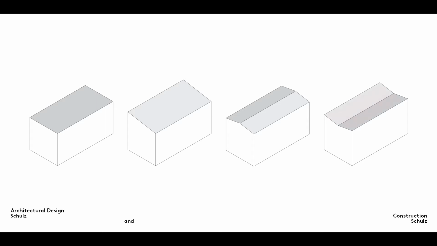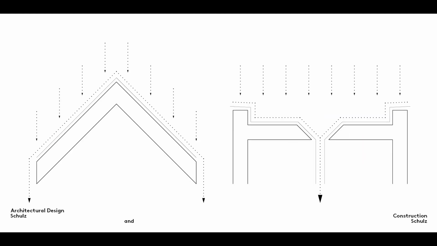The one shown on the far right is called a butterfly roof and is commonly found on prefabricated constructions built during the GDR era. You should also be familiar with this image and the principle it illustrates.